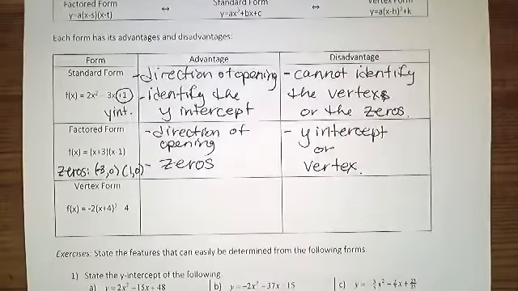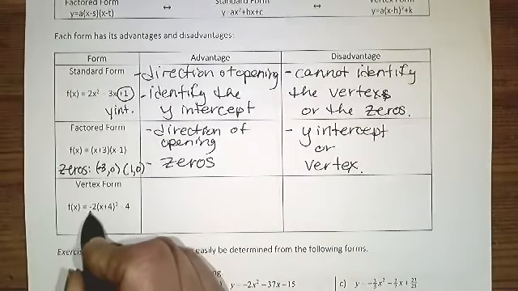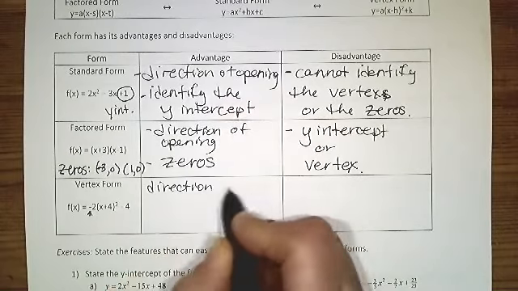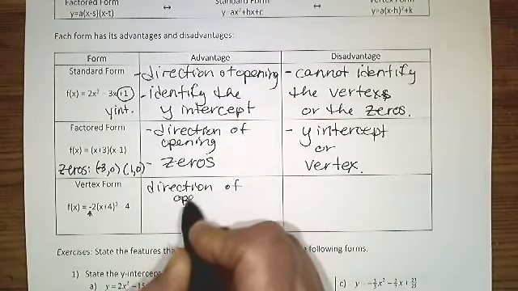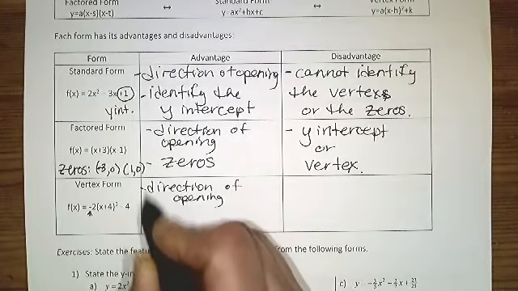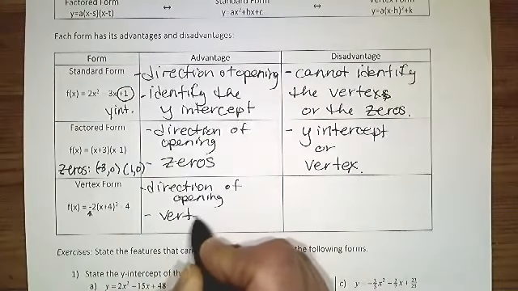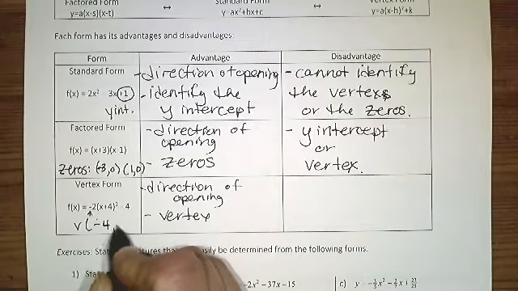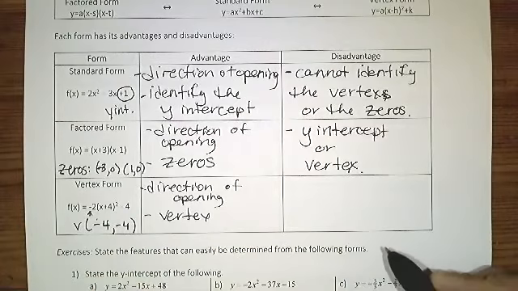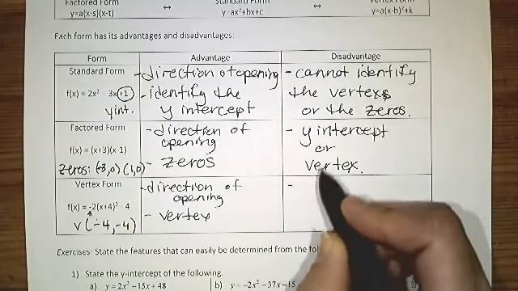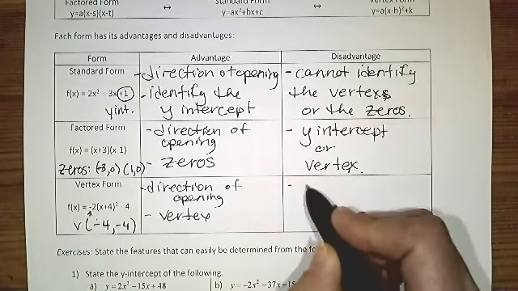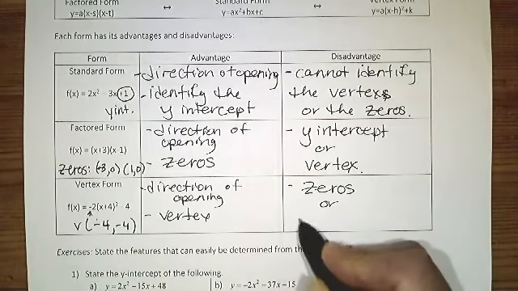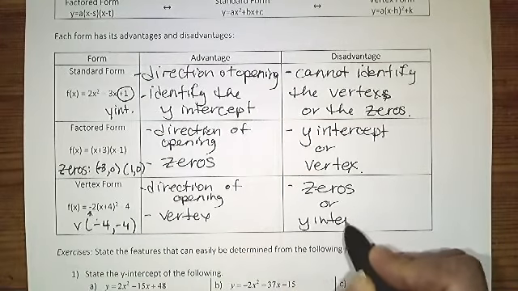Now looking at vertex form, once again, we can tell the direction of opening, so that is an advantage. As well as we know the vertex. Remember the vertex here would be (-4, -4). The disadvantage is we don't know the zeros or the y-intercept.